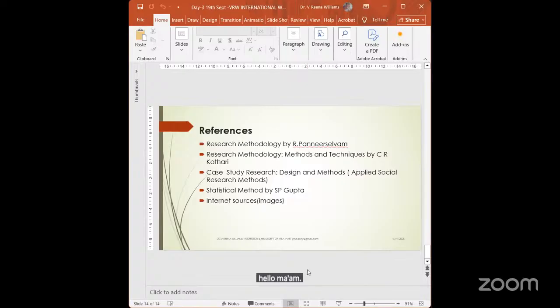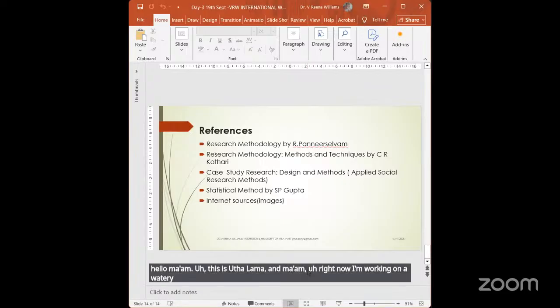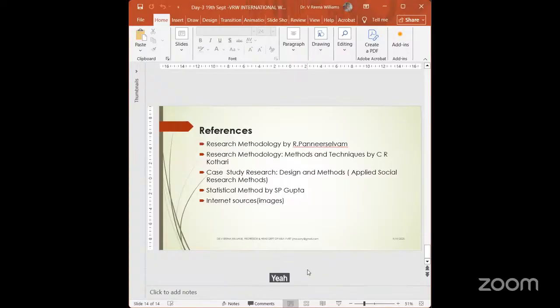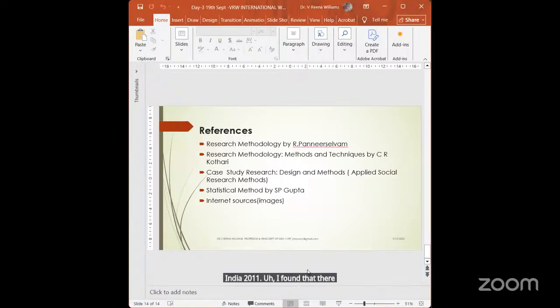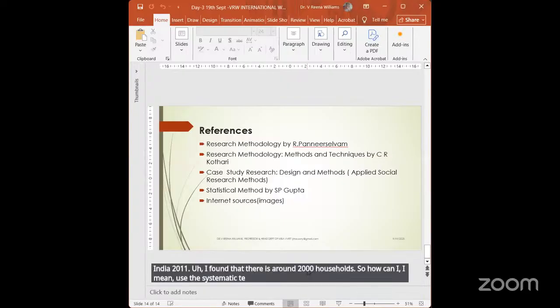Hello, ma'am. This is Uttam Lama, and right now I'm working on border studies. I want to conduct a survey in the border regions between India and Bhutan. One of my seniors suggested that I do a household survey in that particular region using systematic sampling. From the Census of India 2011, I found that there are around 2,000 households. How can I use the systematic technique so that I can cover the maximum sample?